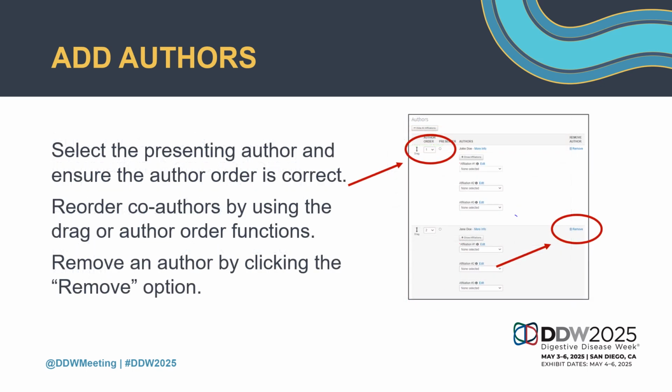Once you have entered all of your co-authors, you can use the Drag option or the Author Order buttons to reorder the list if needed. You can also remove an author by clicking the Remove option next to the author's name. Be sure to confirm who is listed as the presenting author.